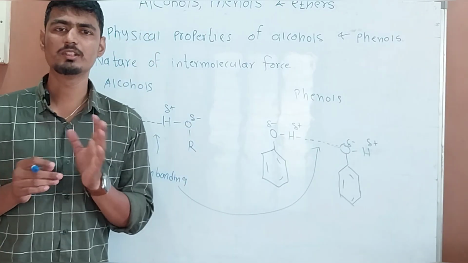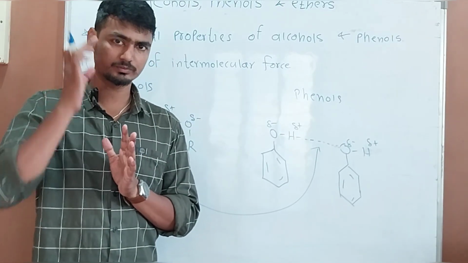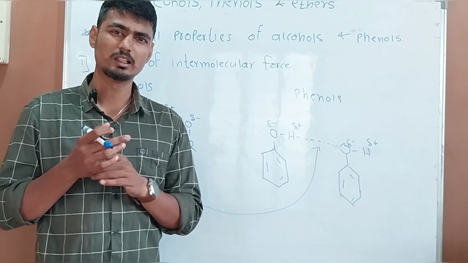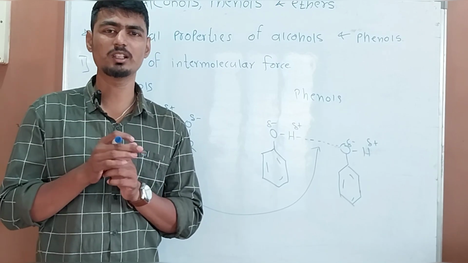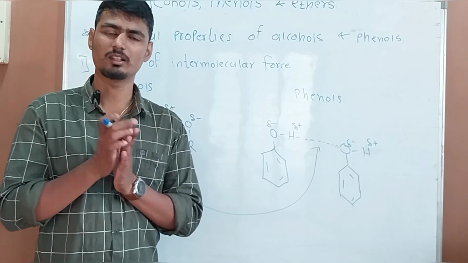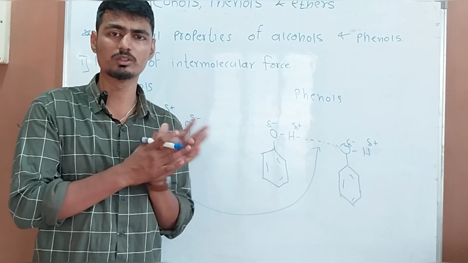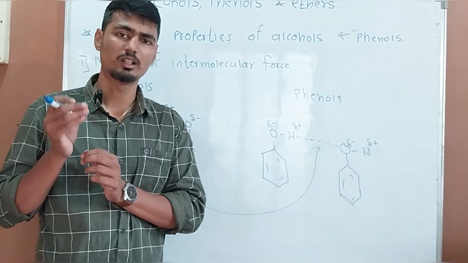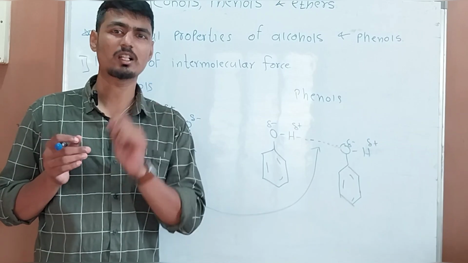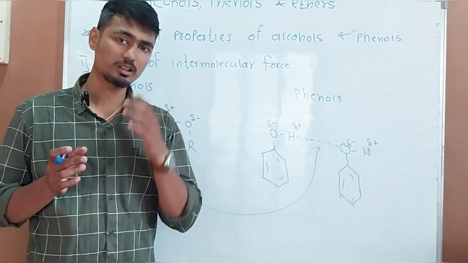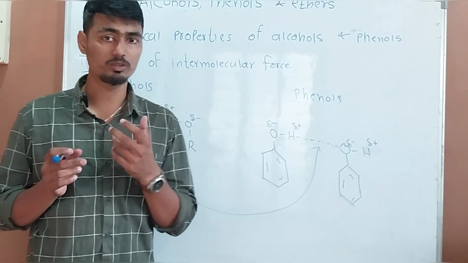Now see, the physical state of lower alcohols: they are generally colorless liquids which are toxic. This is for alcohols, and phenols are also colorless and toxic, and have a carbolic smell. This is the physical state of alcohols and phenols.